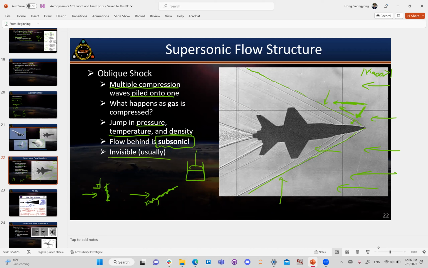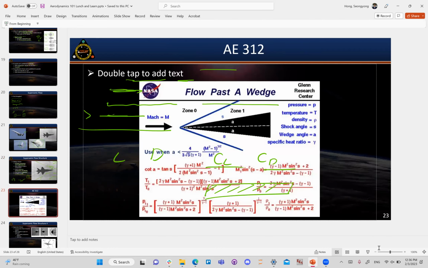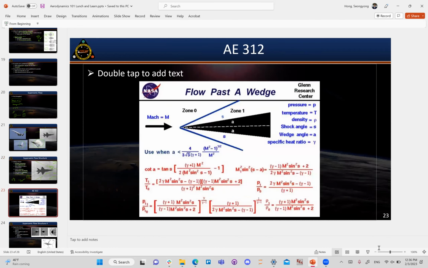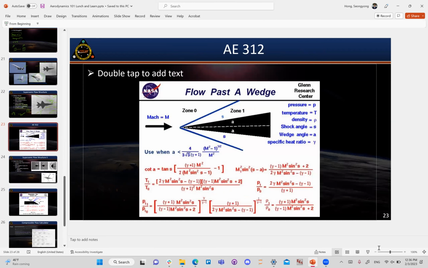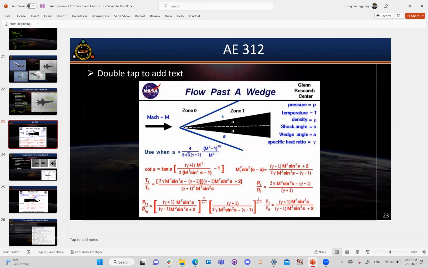And actually, shock waves are invisible. Ooh, what are those vapor cones that I see then? So you have to do something like this, the Schlieren imaging, in order to see supersonic flow structures. And if you take A312, you learn about all this. This is flow past a wedge, oblique shockwave stuff.